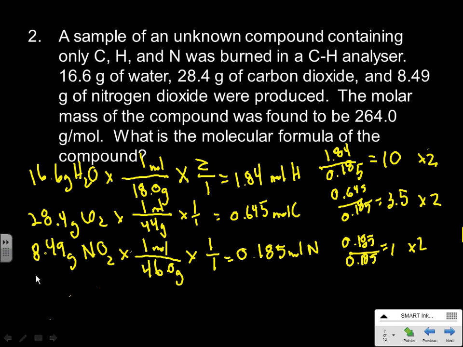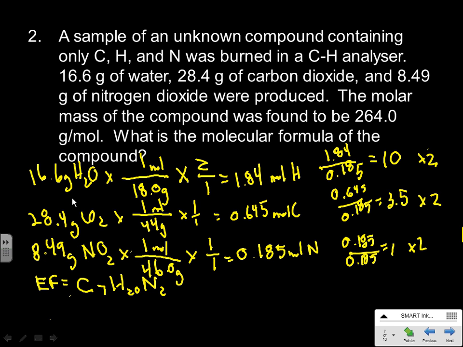So that means our empirical formula is equal to, what do we got? I like to put the C's first because that's just the way I'm used to it. You don't have to. C7, is it? H20, and then N2.